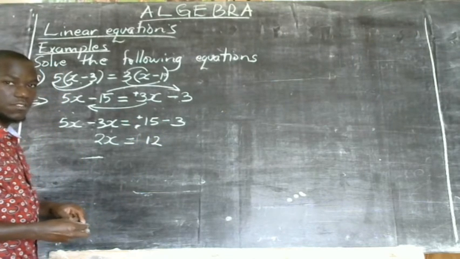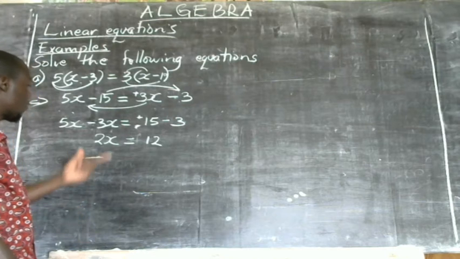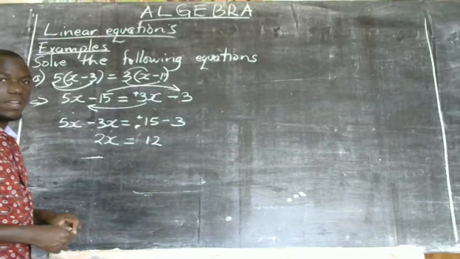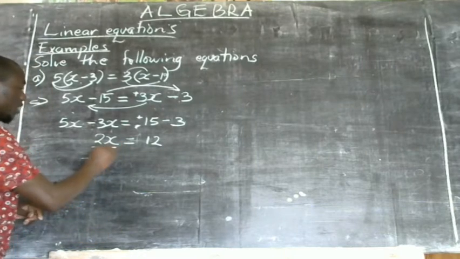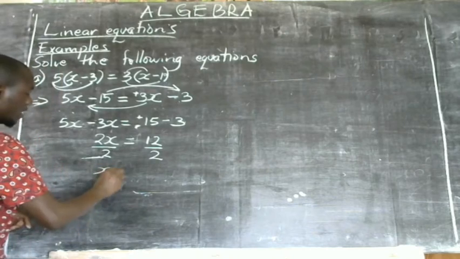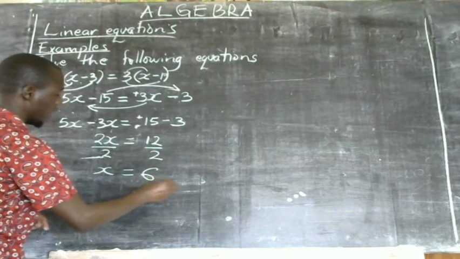Then to get the value of x, we need to divide both sides by 2, because 2 is still attached to our unknown. Divide this side by 2 and that side by 2. So I get the value of x as 6 there.